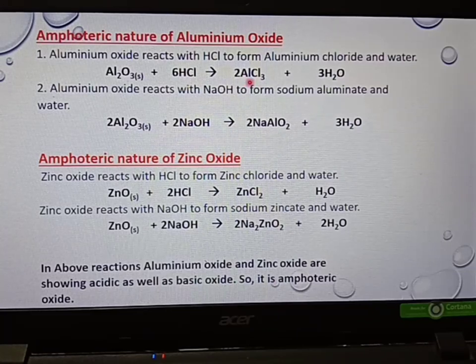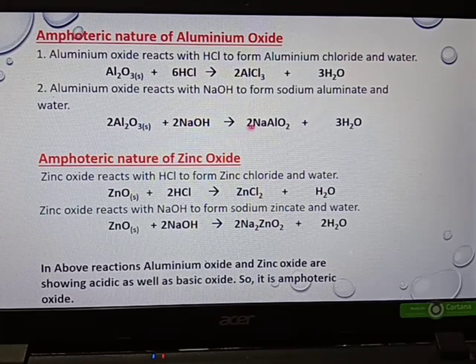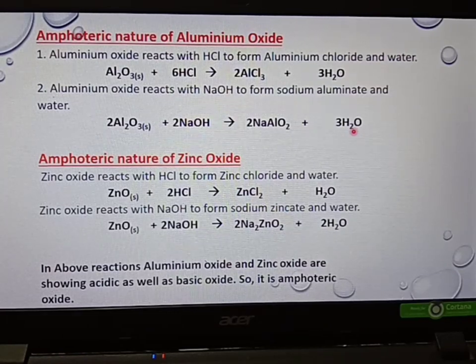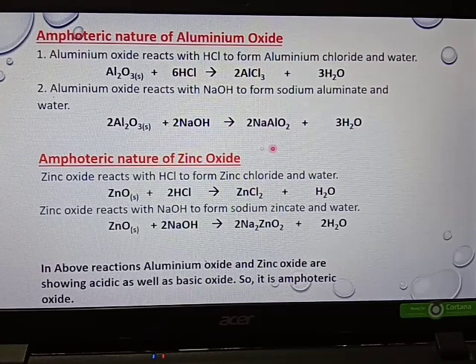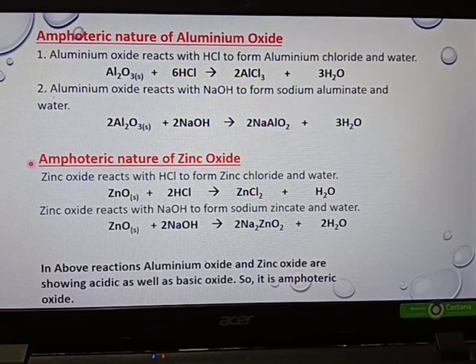When aluminium oxide reacts with acid, it gives aluminium chloride because I am adding hydrochloric acid here, along with the byproduct water. And when aluminium oxide reacts with base, it gives another salt called sodium aluminate or sodium meta-aluminate, along with the byproduct water. So this is the amphoteric nature of aluminium oxide.